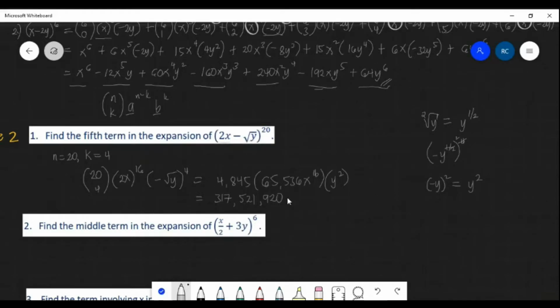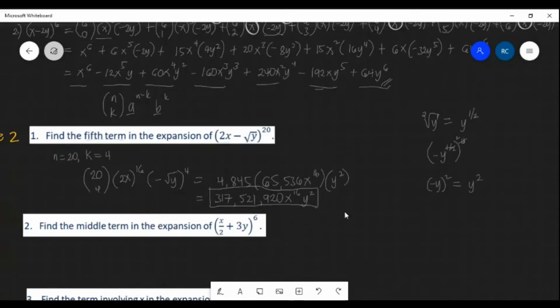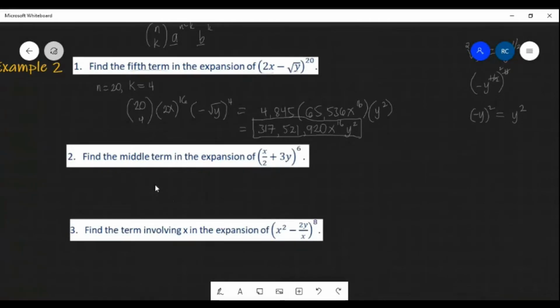$317,521,920. Okay, 920 x raised to 16 y squared. At ito na po yung ating pang fifth term. Getchi? Nakuha po? Opo. Getchi. Okay. Next, number 2.